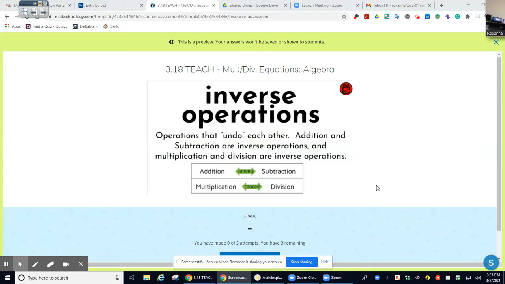All right, so today we're going to be multiplying and dividing equations. So remember inverse operations, okay? Operations that undo each other. So like we learned, the opposite of addition is subtraction. Well, same thing for multiplication and division. The opposite of multiplication is division, and the opposite of division is multiplication.